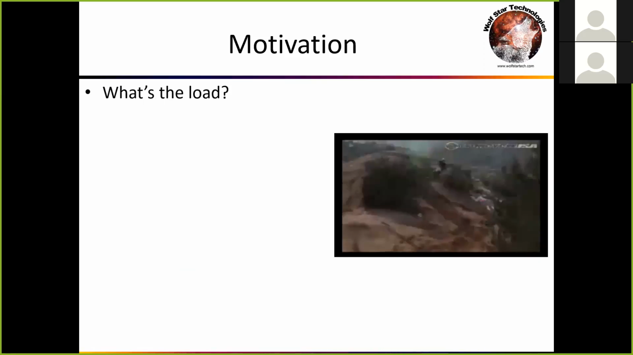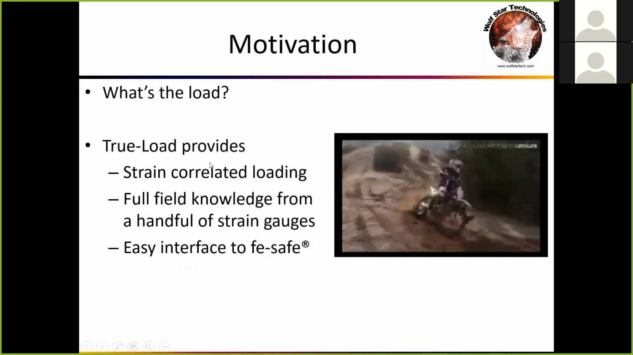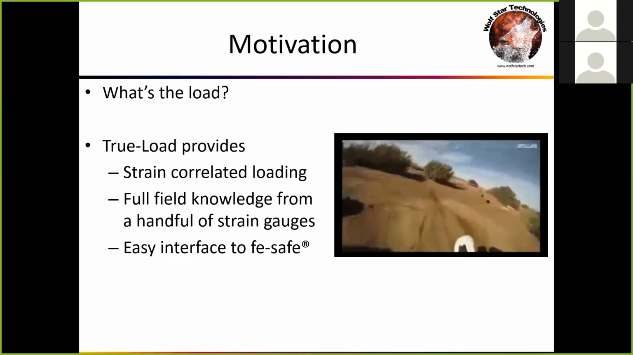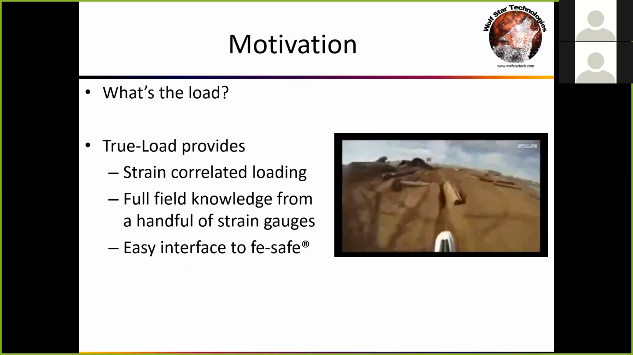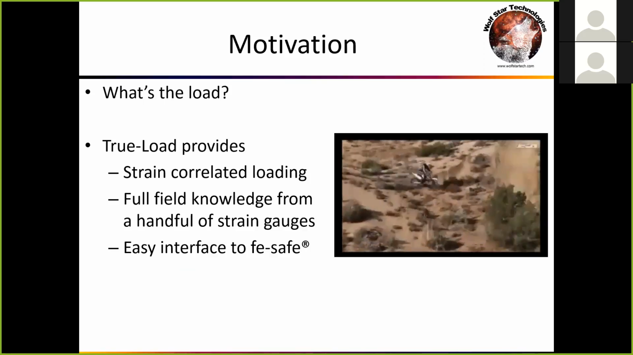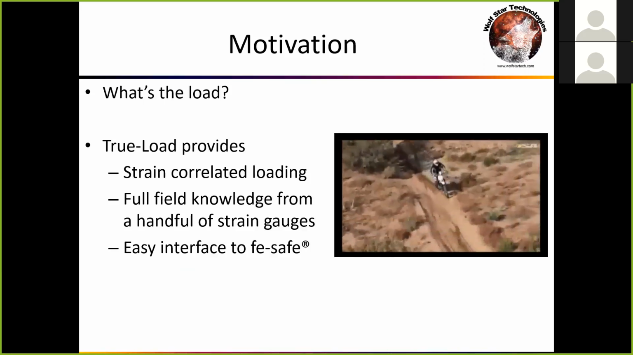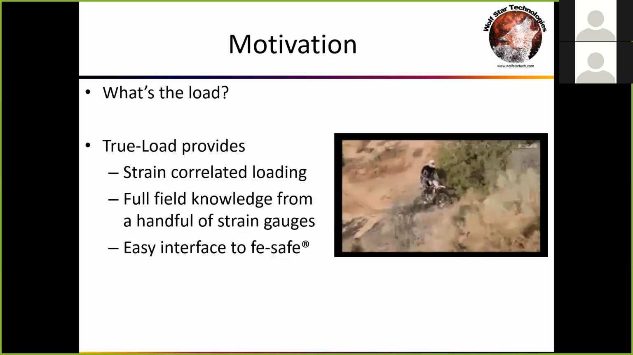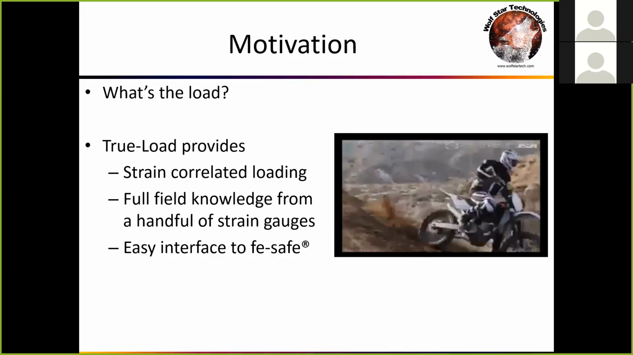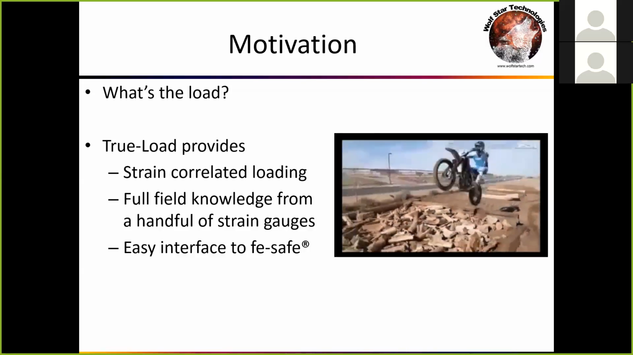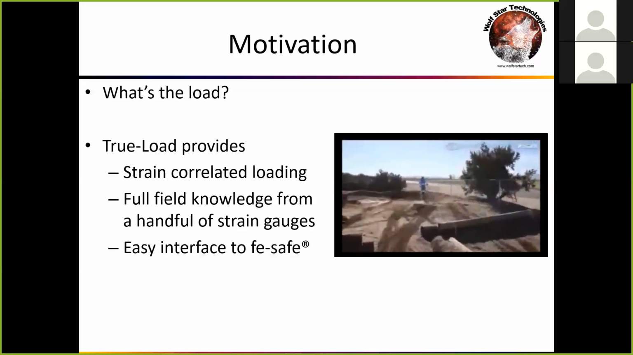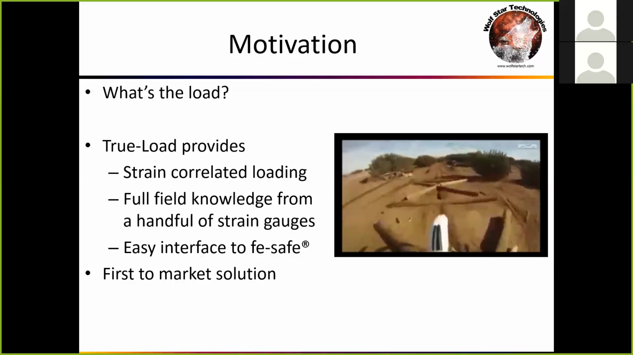And so what TrueLoad recognizes is that the individual components on this motorcycle are basically responding linearly. So the swing arm, the crankcase, the frame, the handlebars, the gas tank, the fender, these are all components that are basically responding linearly to very non-linear loads. So we take advantage of that by placing strain gauges strategically on those components and backcalculate the loads on them, so we can then do design and optimization. So this is the technology we bring. And like I said, this is a first to market solution.